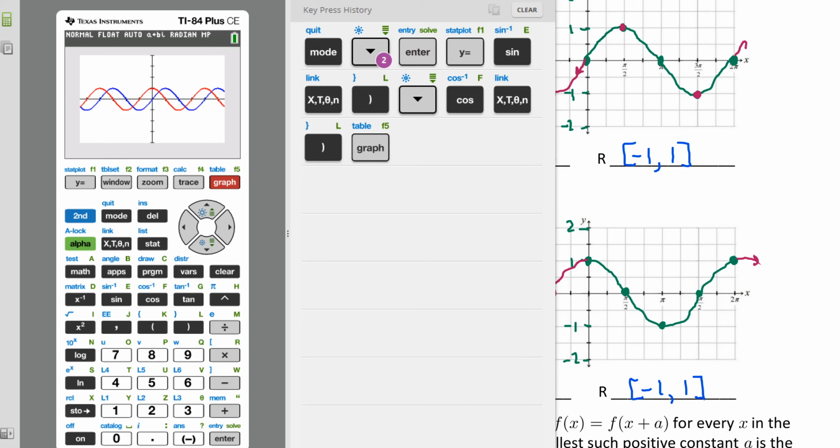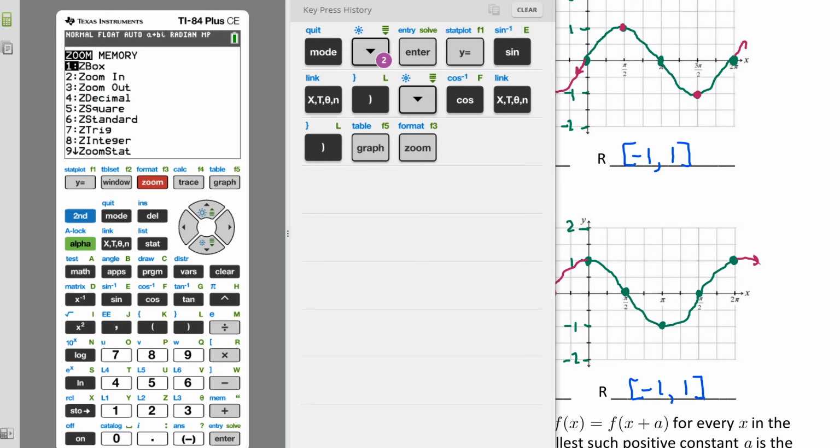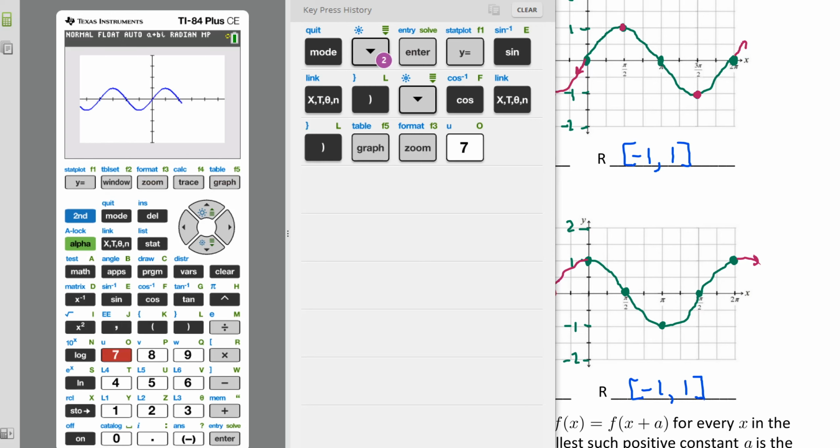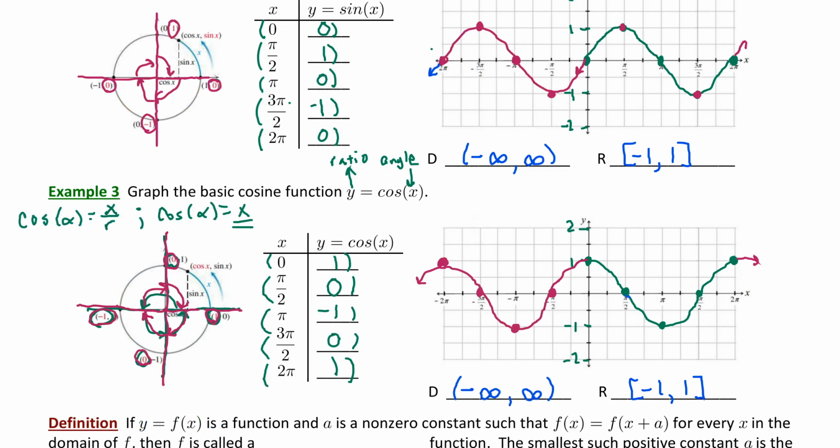And so I do want to point out one option you have under your zoom button. If you choose zoom number 7, zoom trig, then the scale on the x-axis will be set at pi/2 units, which resembles the scale that we were using on our graph by hand. We do have a scale of pi/4 units here. Half of pi/2 is pi/4. But again, you can see those quadrantal stops on our graph by hand.